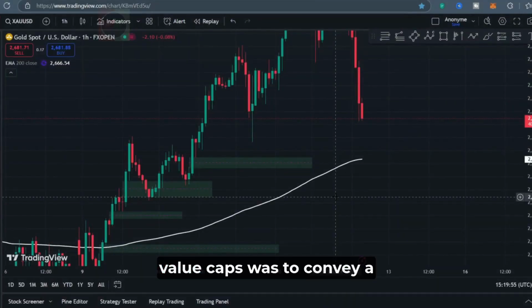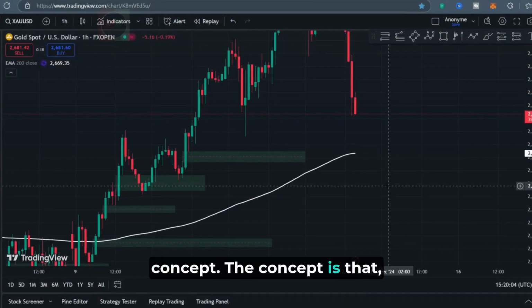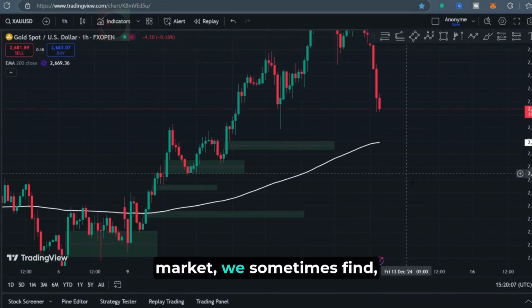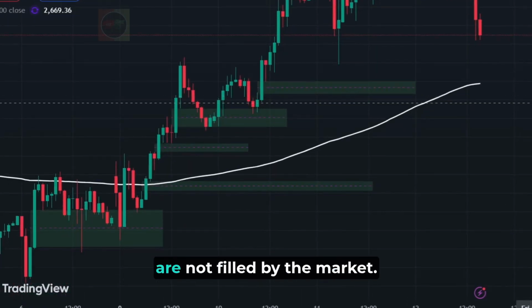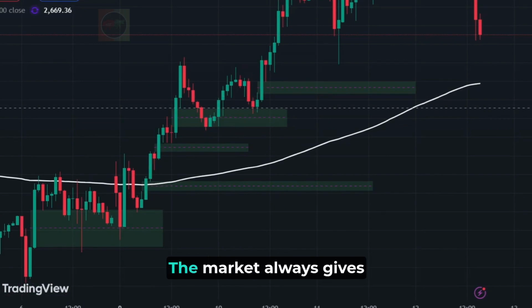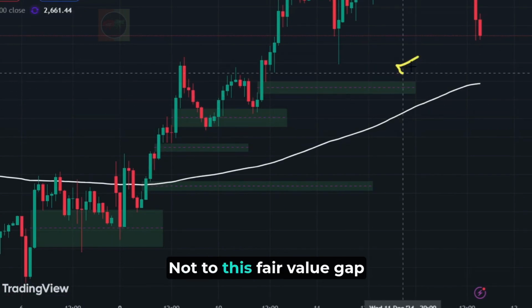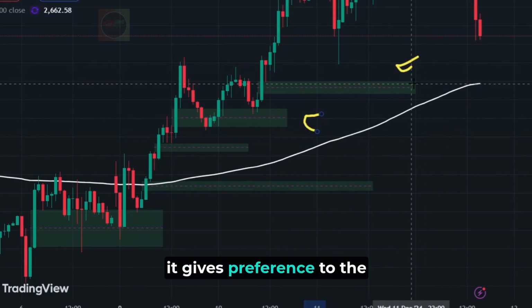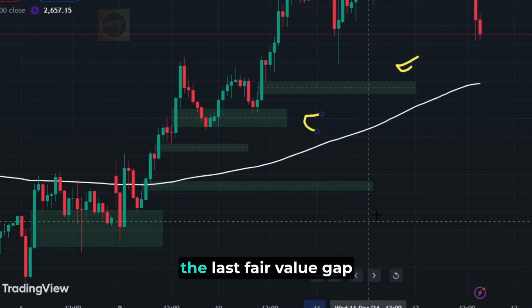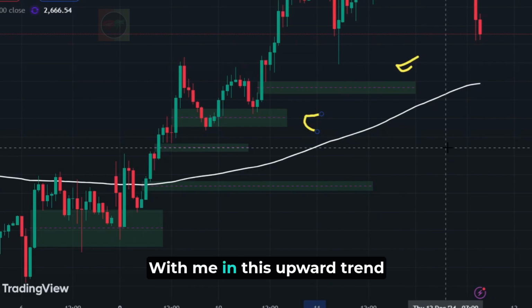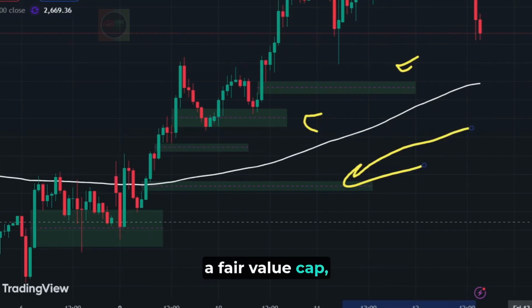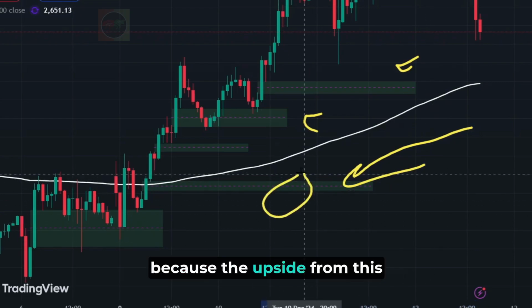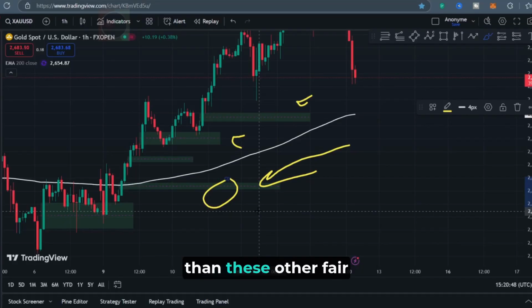What made me draw all these fair value gaps was to convey a concept. The concept is that often in a bullish or bearish market, we sometimes find, when the market trend is sharply upward, a lot of fair value gaps that are not filled by the market. Okay, in this case, we must pay attention to something important. The market always gives preference to what? Not to this fair value gap or that fair value gap. It gives preference to the last fair value gap. And in this case, the last fair value gap was not filled. With me in this upward trend is this fair value gap. That is, if I have to focus on entering a fair value gap, I try to focus on this fair value gap because the upside from this fair value gap will be better than these other fair value gaps.